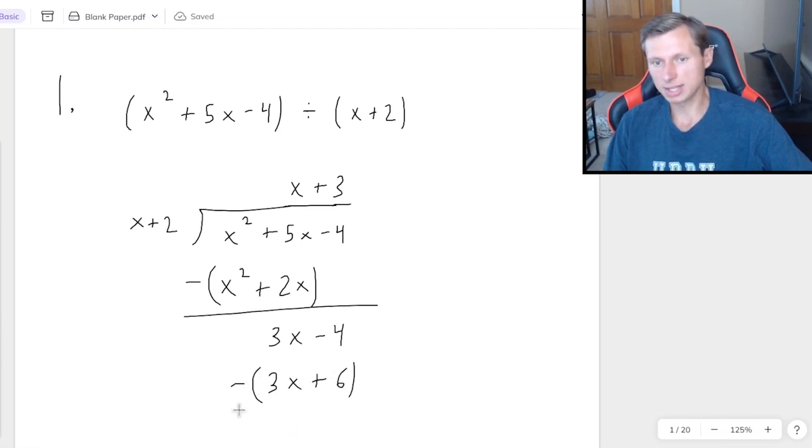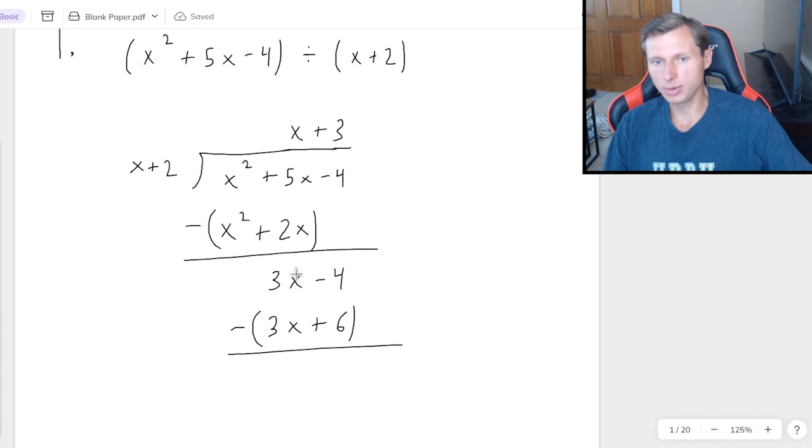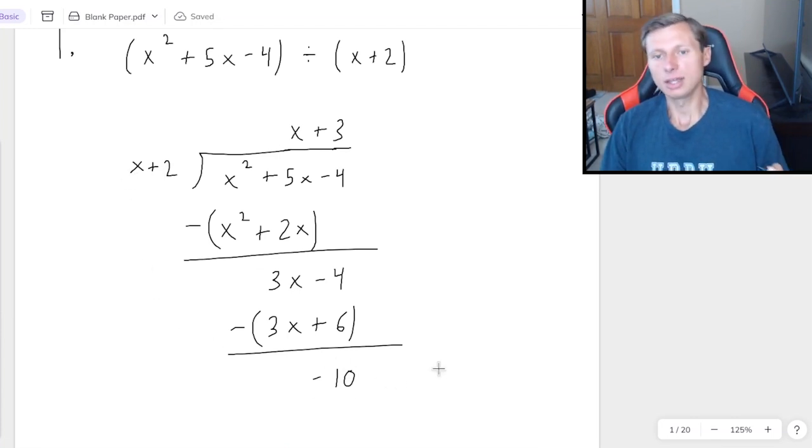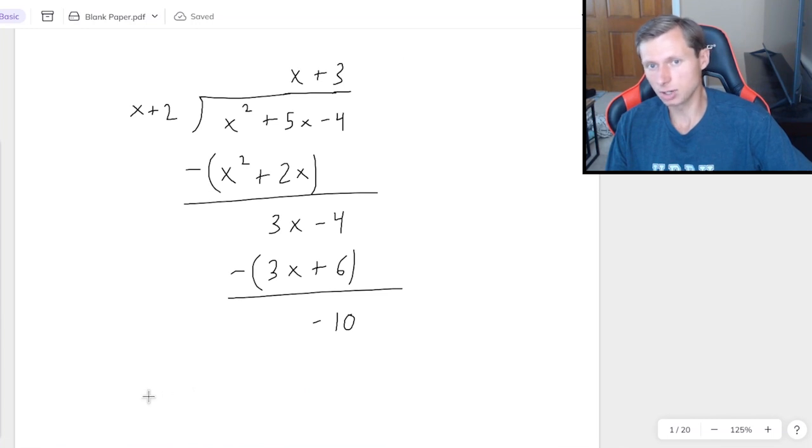And I have to subtract that whole quantity, and the 3x's will cancel. Negative 4 minus 6 is negative 10. And since I can't keep going because x can't go into negative 10, it needs an x, that negative 10 is my remainder. And the number up here is my answer. So in other words, the final answer, we would write x plus 3 plus negative 10 divided by the divisor, which was x plus 2.